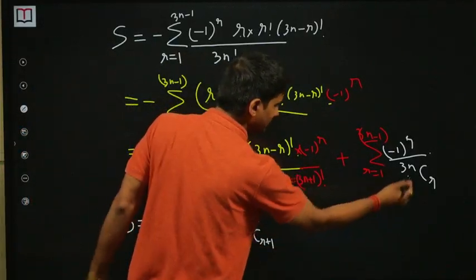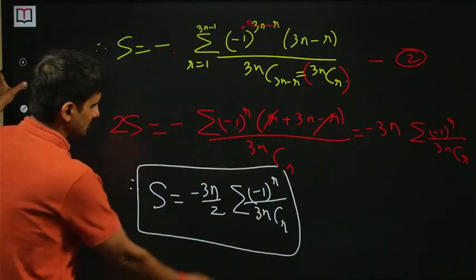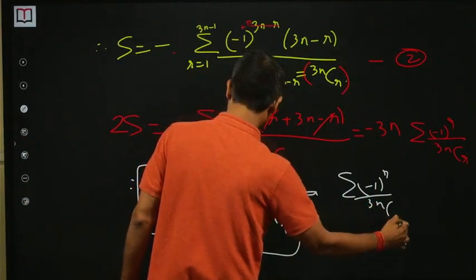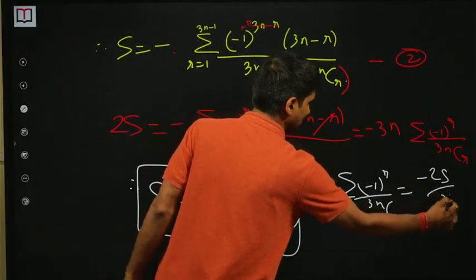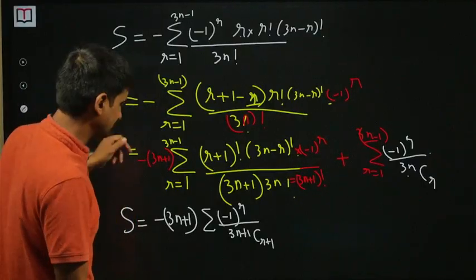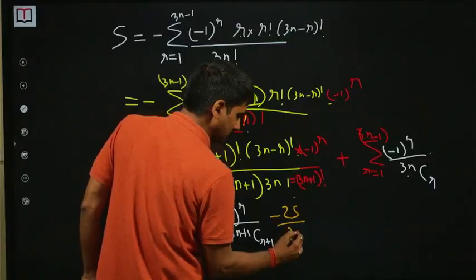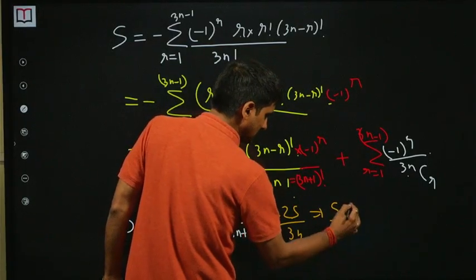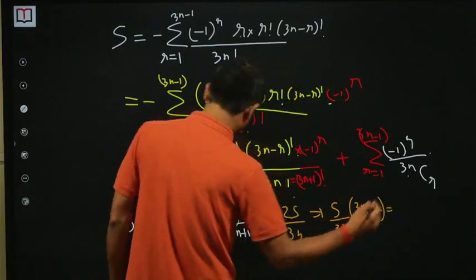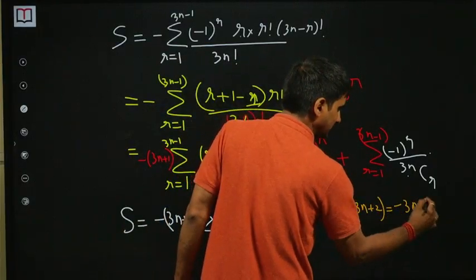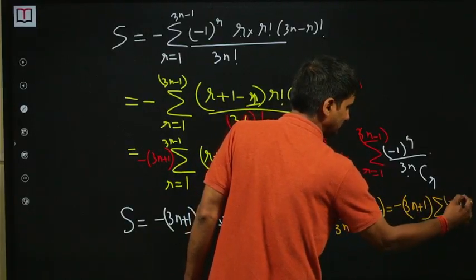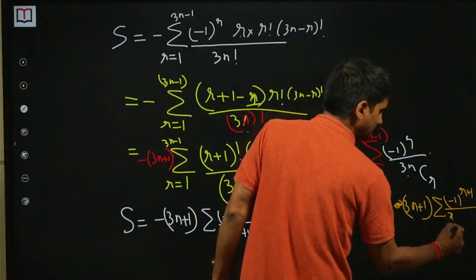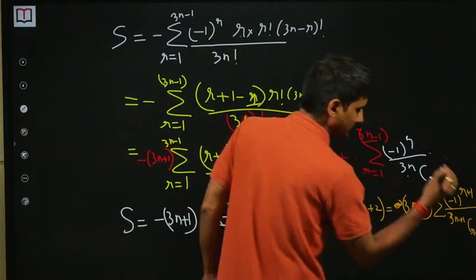Now what about this? We know this value. So summation of minus 1 raised to the power r upon 3n choose r is equal to minus 2S by 3n. Okay, so it's minus 2S by 3n. So minus 2S by 3n, take it this side. So it will be S common by 3n, and it will be 3n plus 2 is equal to minus 3 times n plus 1 minus times summation of minus 1 raised to the power r. Okay, so I will take this minus sign inside, r plus 1 upon 3n plus 1 choose r plus 1. Okay.